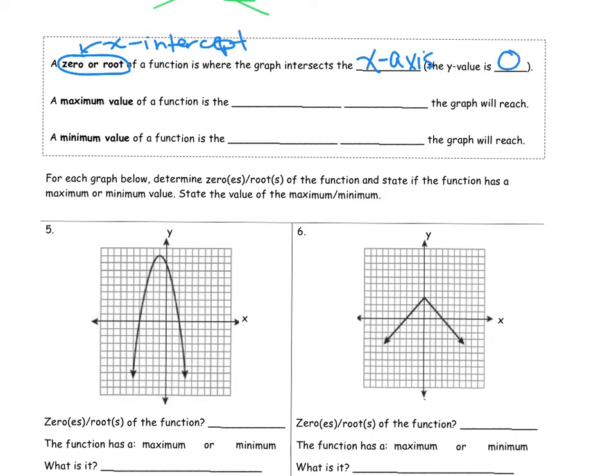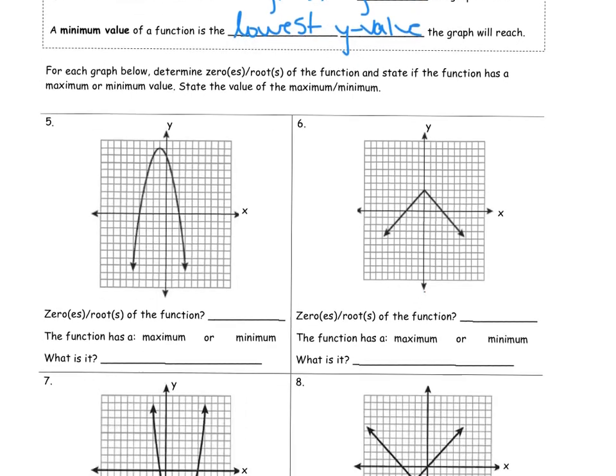Okay, remember, a maximum value is the highest y value that the graph is going to reach. And then a minimum value will be the lowest y value that the graph will reach. So let's take a look at some examples here. Again, this is all important vocabulary for us to know. That way we're all set for when we graph piecewise functions.